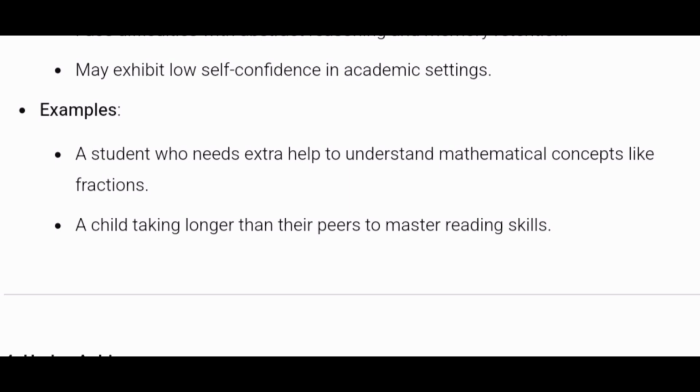A child taking longer than their peers to master reading skills. Of course, you can see in the classroom that some children, even if you tell them again and again, yes, this one you have to solve this way, yes, this problem you have to solve this way, and yes, the answer of this one is this way, but still you will see that they don't understand. So you should not discriminate against this kind of children, but you should give them enough time so that whenever they can, they will learn at their own pace and give you the results. All right, don't discriminate.